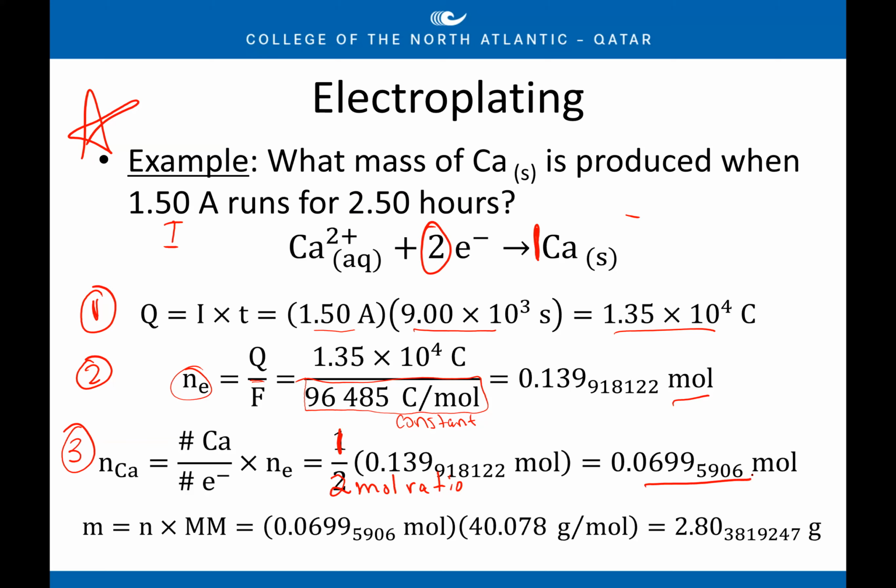So I get my moles of calcium, and we're back to the most classic chemistry equation of all time. Mass equals moles times molar mass. So I multiply my moles by the molar mass, and I am done. So if I let the current run for 2.5 hours, I would obtain 2.8 grams of calcium.